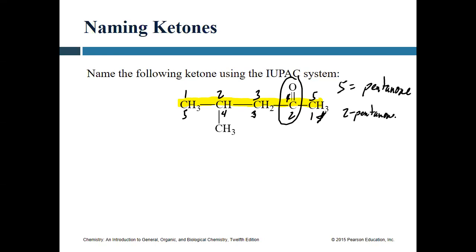So the bottom set is where we're going to go, which means that this is 2-pentanone. And we've got this methyl group here on the 4th position. So this is 4-methyl. Put those together. It's 4-methyl, 2-pentanone.